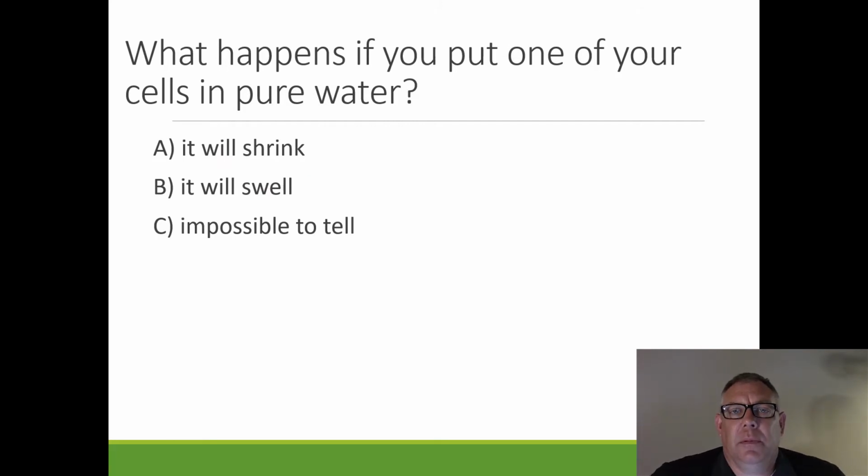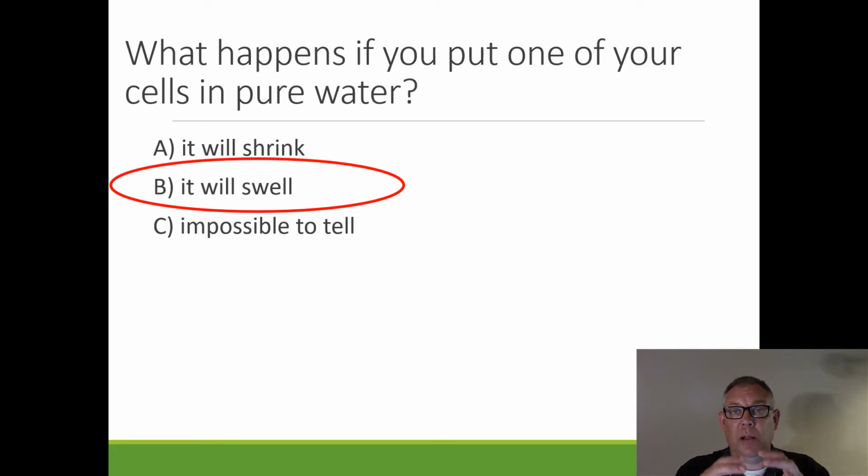So what would happen if you put one of your cells in a beaker of pure water? So I've got a beaker of distilled water. I take a human cell and I stick it in there. We know the human cell is hypertonic relative to the pure water. And so will that cell shrink? Will it swell? Or is it impossible to tell? Well, where's the water going to go? Water always goes to the hypertonic solution, which is inside the cell. So water from the beaker is going to go inside the cell, and that's going to make that cell swell up, right? And so the cell will swell up.